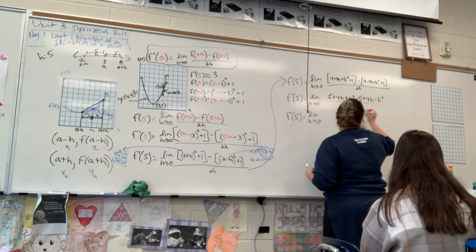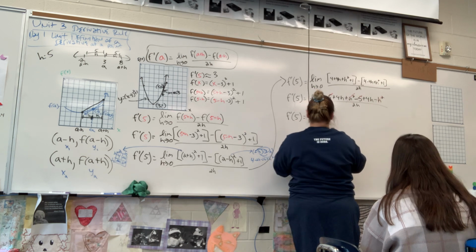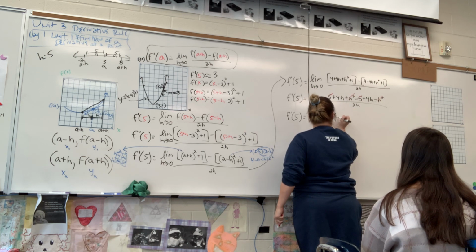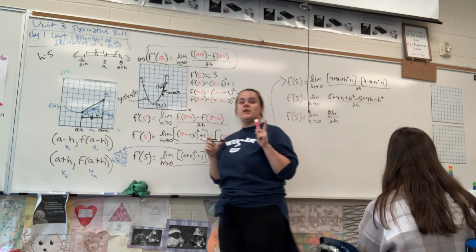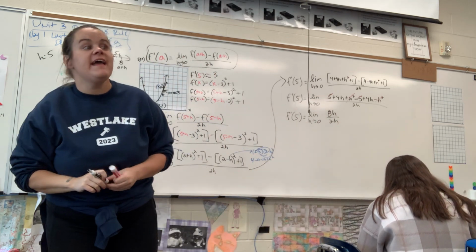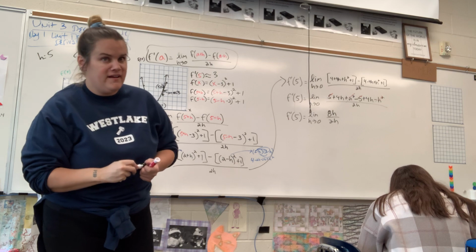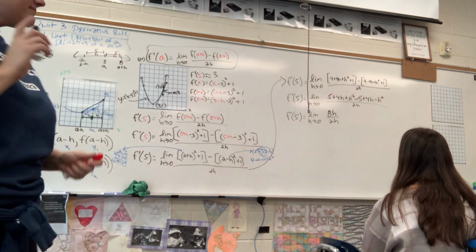Just cross it out, right? 0. So I end up with 8h over 2h. Now pause. I don't want you to move on from here. I need to make a big unit 1 connection. Are you ready? Hold on one second.